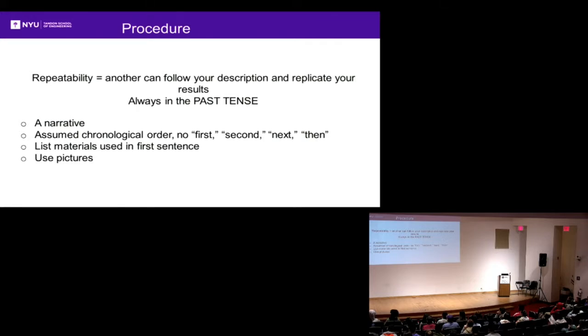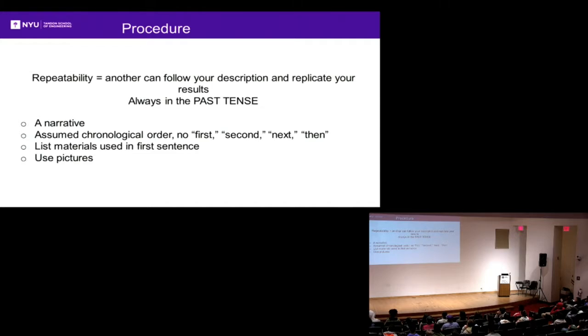It's a narrative. It's never a numbered list. It's never bullet points. It's assumed to be in chronological order, so there's no first, second, third, fourth, then, next. A list of materials should be the first sentence: the materials used were, and then list the materials that you used. Do not list all of the materials that we list in the manual. Only list the materials that you used.